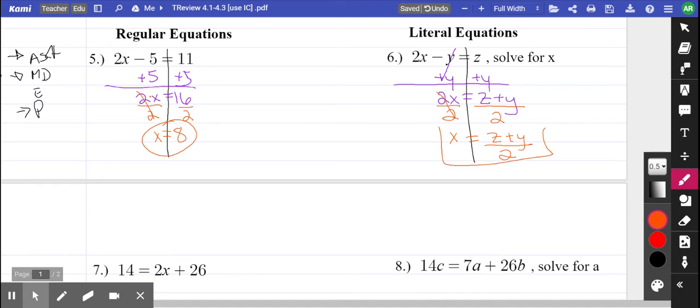Write it how you say it. Up here would be z plus y all over 2. When we write it how we say it, z plus y all over 2.